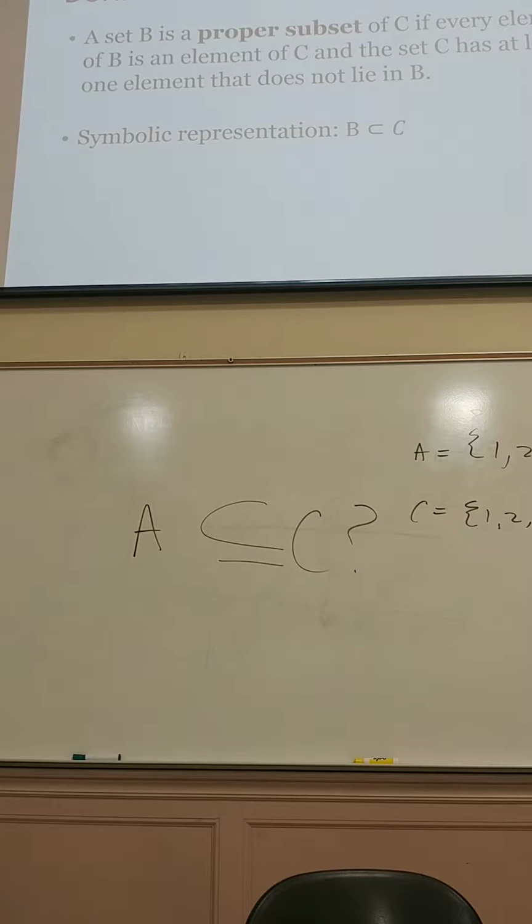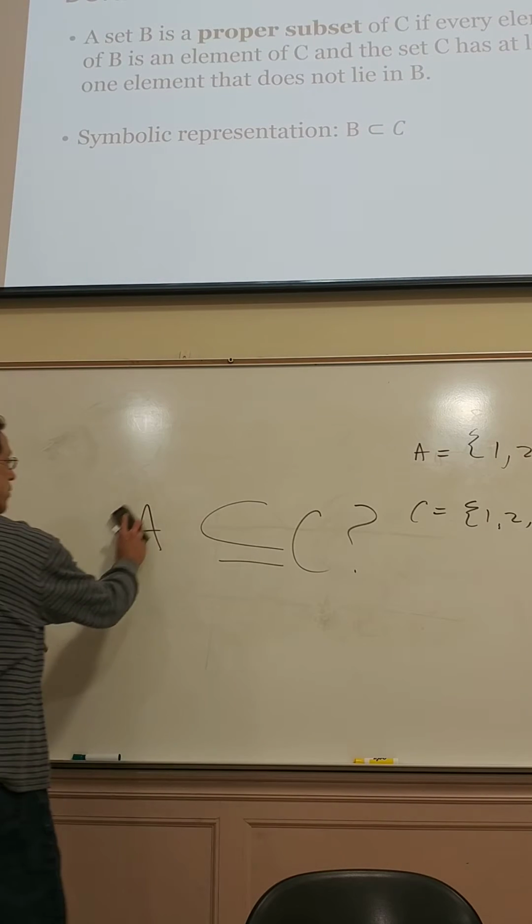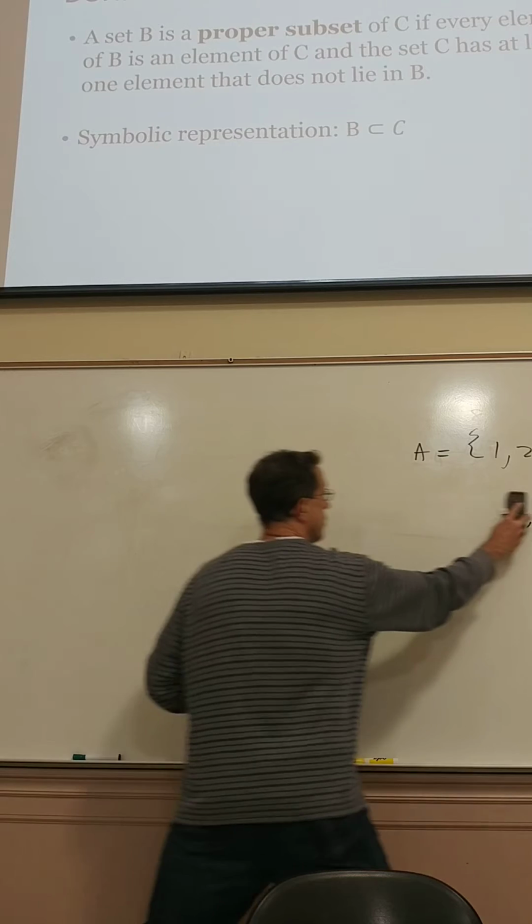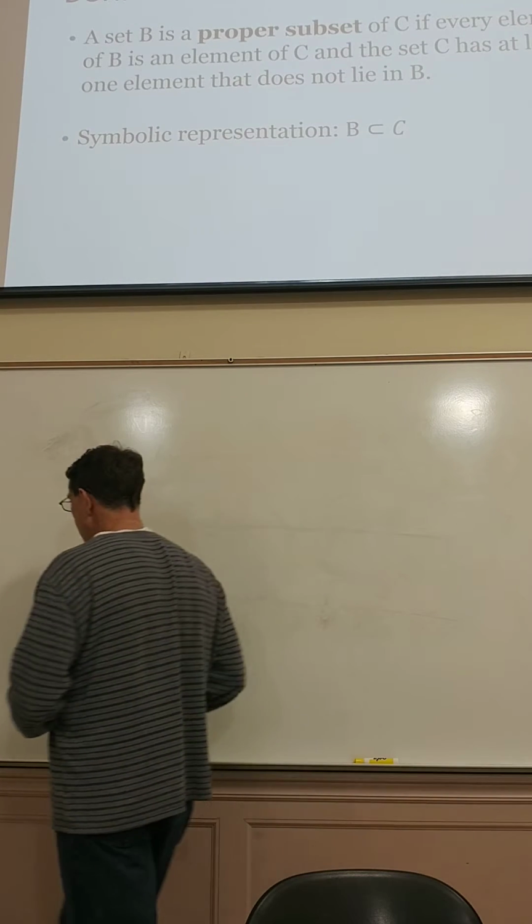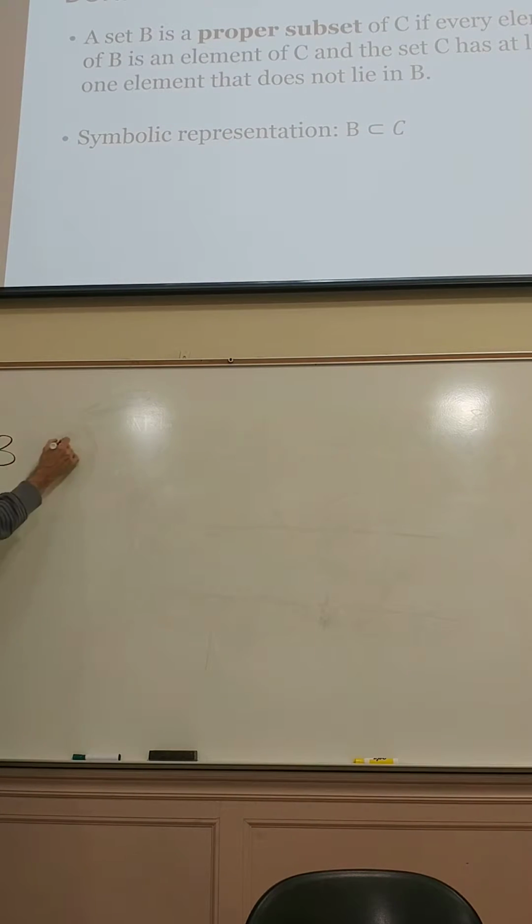Let's go ahead and define what a proper subset is. Now, a set B is a proper subset of C if every element in B is an element of C, and the set C has at least one element that does not lie in B. We write this symbolically a little different. We write it as B, and there's no bar under the sideways U-looking symbol. So B is a proper subset of C.